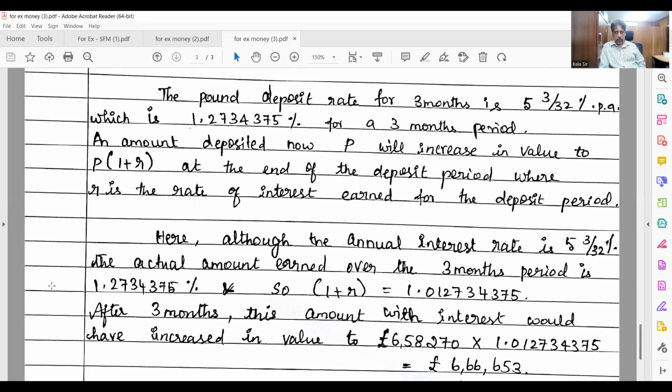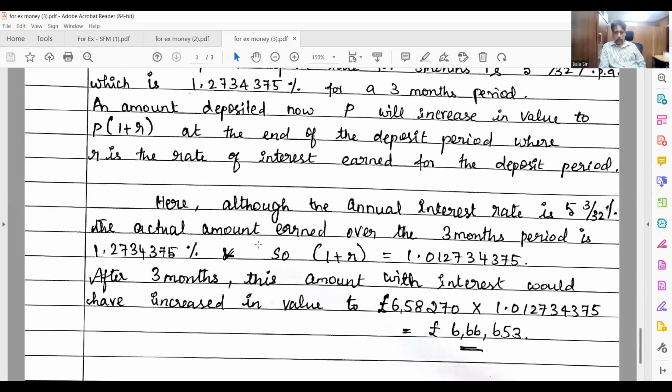Now here, although the annual interest rate is 5.3 by 32%, the actual amount earned over 3 months period is 1.2734375%. So 1 plus R is equal to 1.012734375. After 3 months, this amount with interest would have increased in value to pound 6,58,270 into 1.012734375, which is pound 6,66,653. This is the worth or value of your investment in 3 months' time with interest, right? Yes, sir. This is your pound receipt or income in 3 months' time.